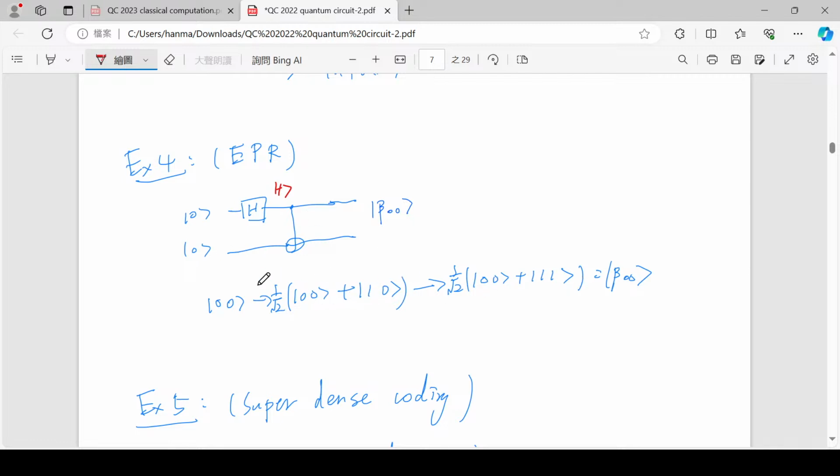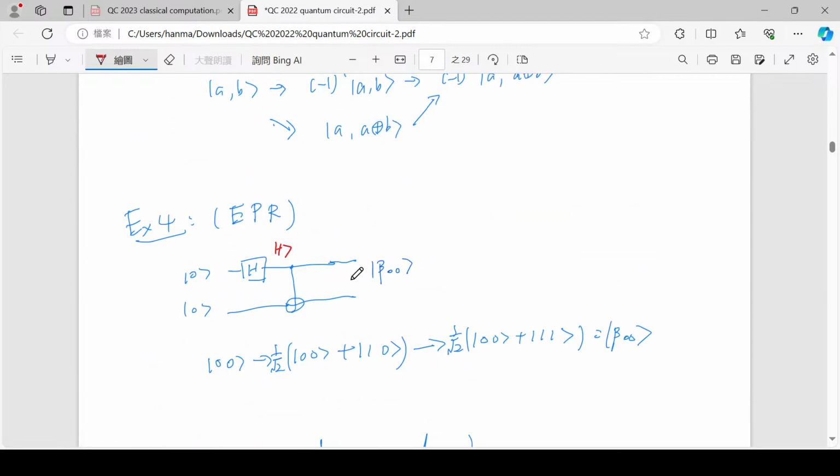So C naught will add the first qubit to the second qubit. So 0, 0 stays 0, 0, and 1, 0 becomes 1, 1. And that's the EPR pair. Actually, this circuit is a little more general than creating an EPR pair. This is actually a change of basis between the standard basis and the Bell basis. So this is how you change back and forth between the standard basis and the Bell basis, just with this Hadamard and C naught.